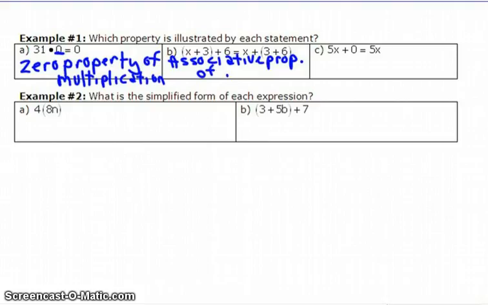Now the last one, C, we have 5x plus 0 equals 5x. So again, it's addition, and I see the plus 0, so I should think identity, because my answer is the same as that first term. So this is the identity property of addition.